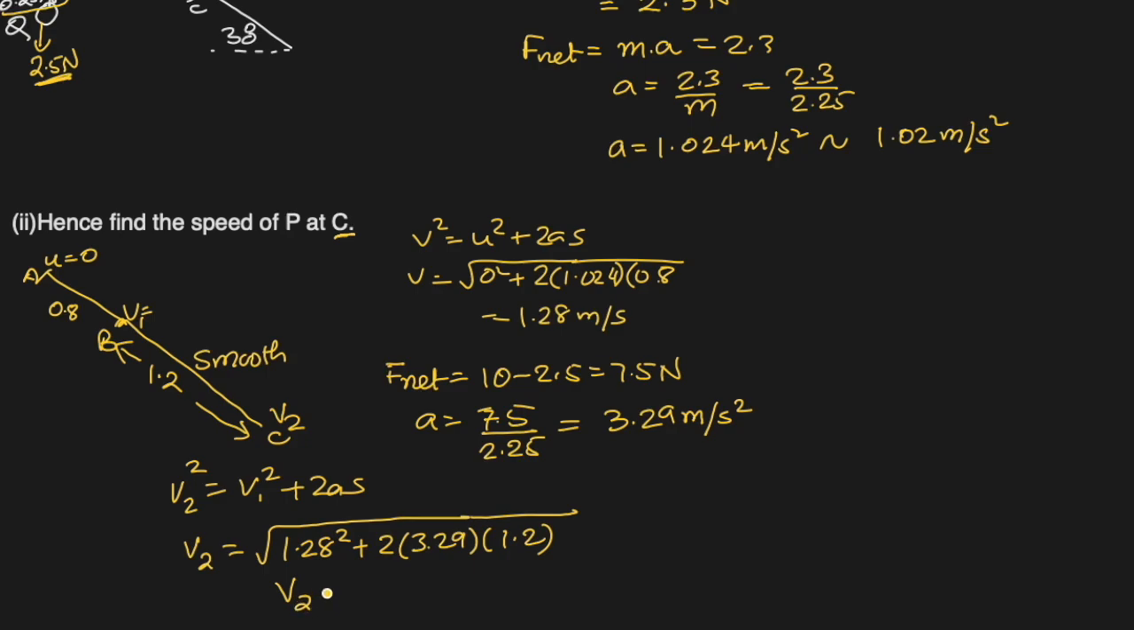It comes out to be 3.0877. So I can write 3 significant figures, 3.09 meters per second. The question was find the speed at C. This is the speed at C.